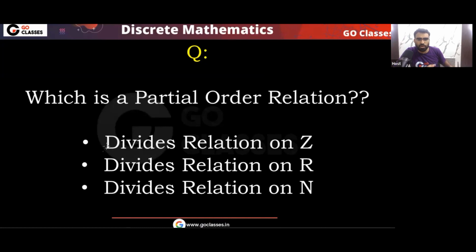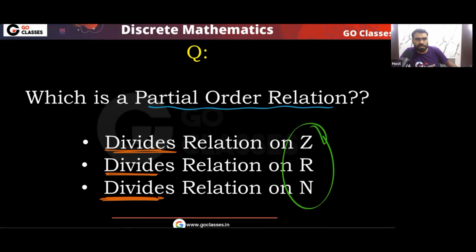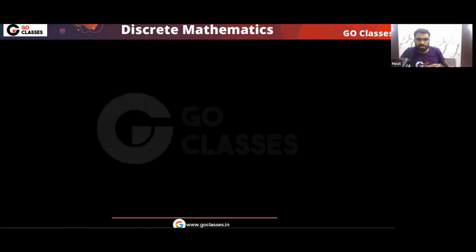Now this is a question that I want to ask. Tell me the answer for this question. Which is a partial order relation? This divides relation. Can I say that on every base set it will be a partial order relation? Can I say it will be reflexive, antisymmetric, transitive on every base set? The answer is no. Remember, on the set of natural numbers, yes, this is a partial order relation. But on integers, on real numbers, this is not a partial order relation. Can you tell me why? Can you tell me what is the reason?